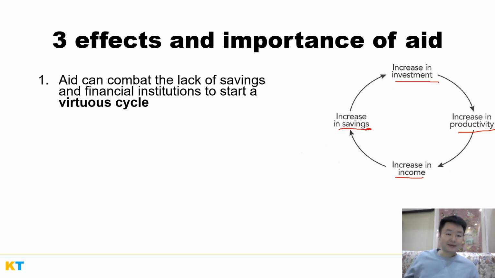So aid can combat the lack of savings. If you remember from a previous video, we talked a little bit about poverty cycles and how that can come as a result of a lack of savings. But if we provide aid, we can actually start a virtuous cycle.